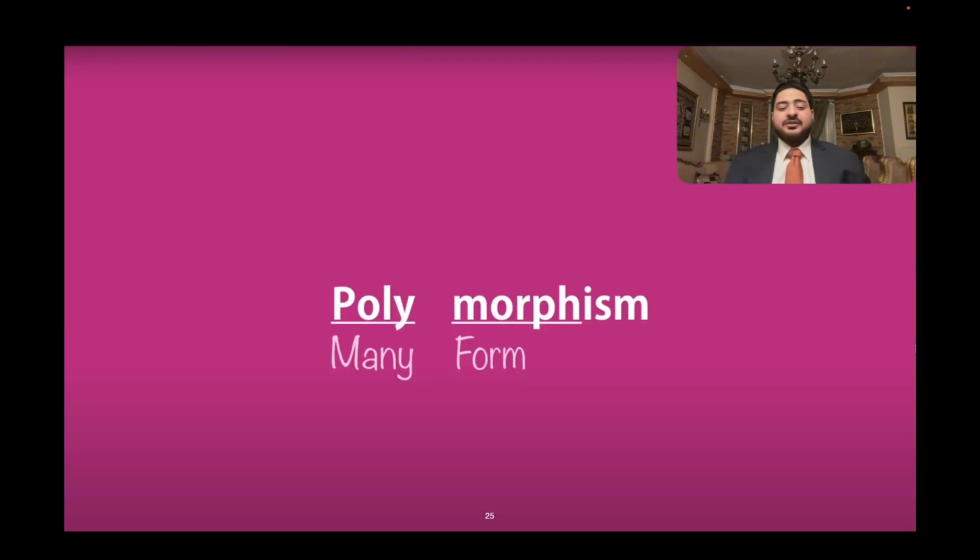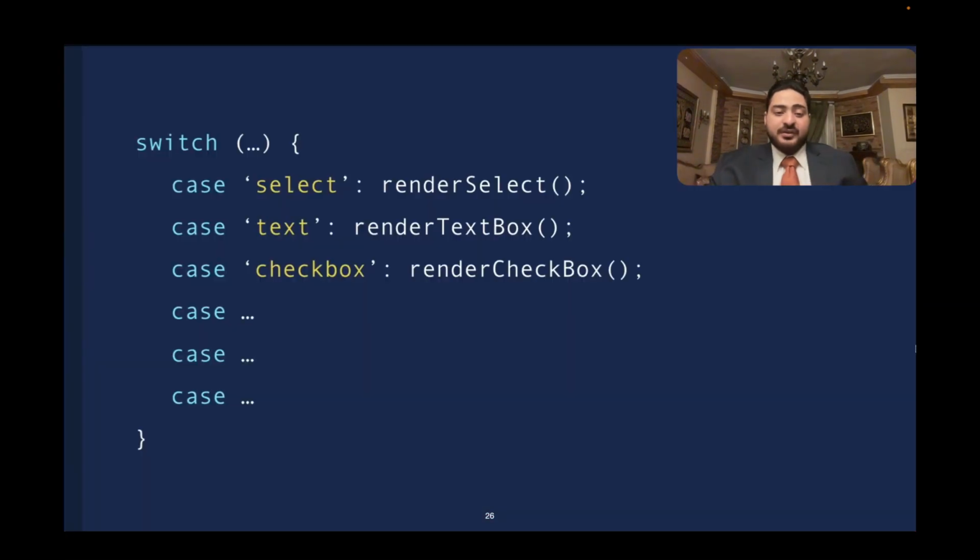The last topic we'll talk about will be polymorphism. Poly stands for many and morph for form. So polymorphism means many forms. Let's start by giving a quick example. A switch case. As we see in the previous example, we have a select, textbox, and checkbox. We want to render each and every one of them. So a basic way to render this is using a switch case, where if the case is select, we render select, if it's text, we render text, and so on. But is there any cleaner way to write this code? Yes, there is, by using polymorphism.